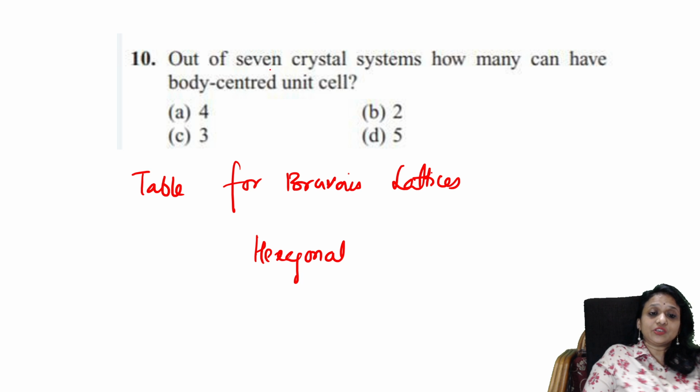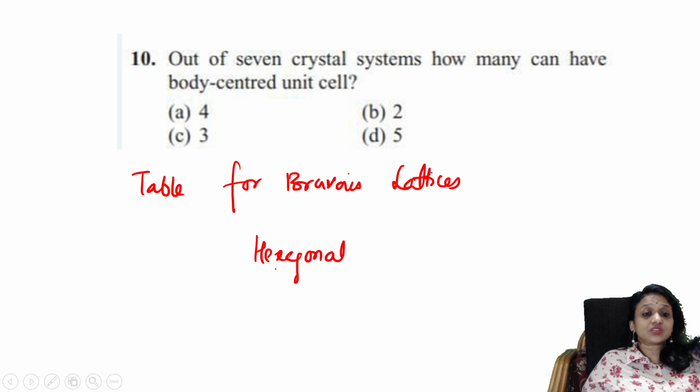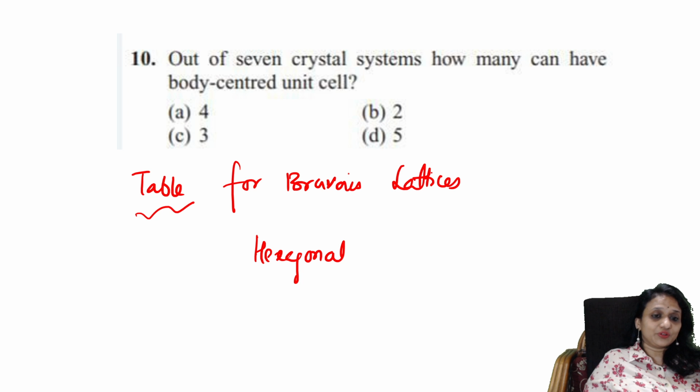So they are asking you which out of 7 crystal systems is having body centered. So please study the table, watch my video where I have shown that. Basically, out of 7 crystal systems, BCC unit cell is observed. Means how many can have BCC? 3 crystal systems can have BCC. So please observe that and read that table. So in that I have given you this.